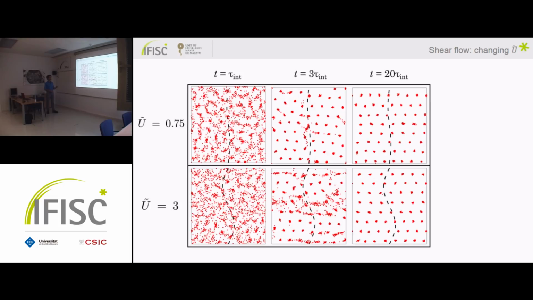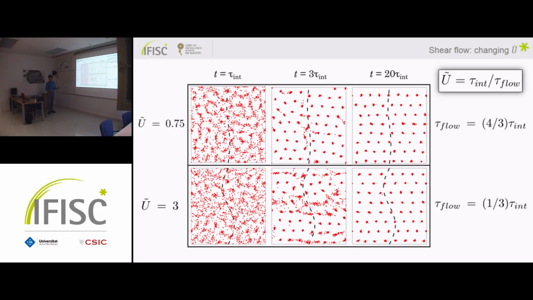Here we see the dynamics for different values of u at different stages. The final steady state is the same, but the short-term dynamics depends slightly on the value of u. Let us recall that u is the ratio between the interaction time scale and the flow time scale. So when the flow time scale is greater than the interaction time scale, we will first see the clusters form, and the flow will rearrange them into this set of channels. Whereas when the flow time scale is lesser than the interaction time scale, we will first have the formation of channels, and on top of them, clusters will form to get the same type of structure.